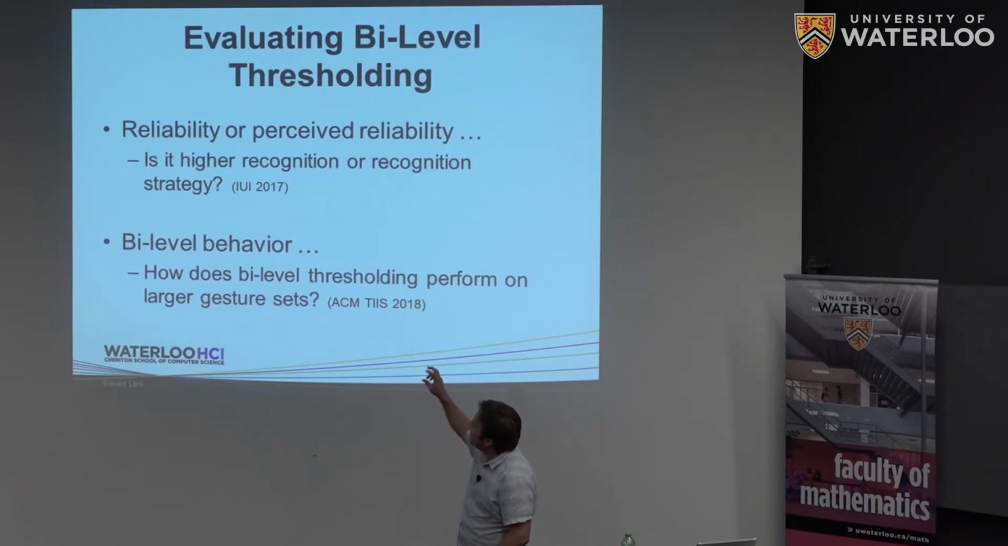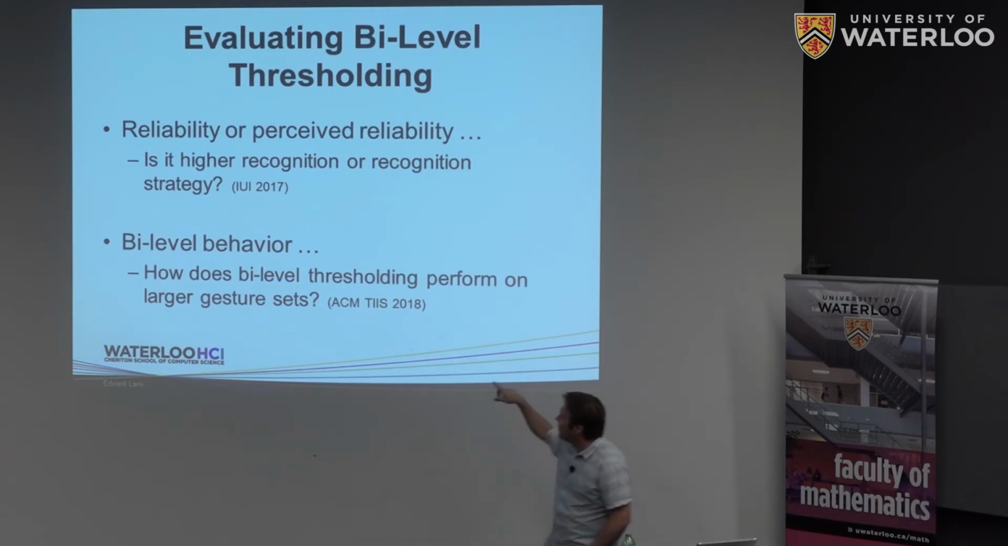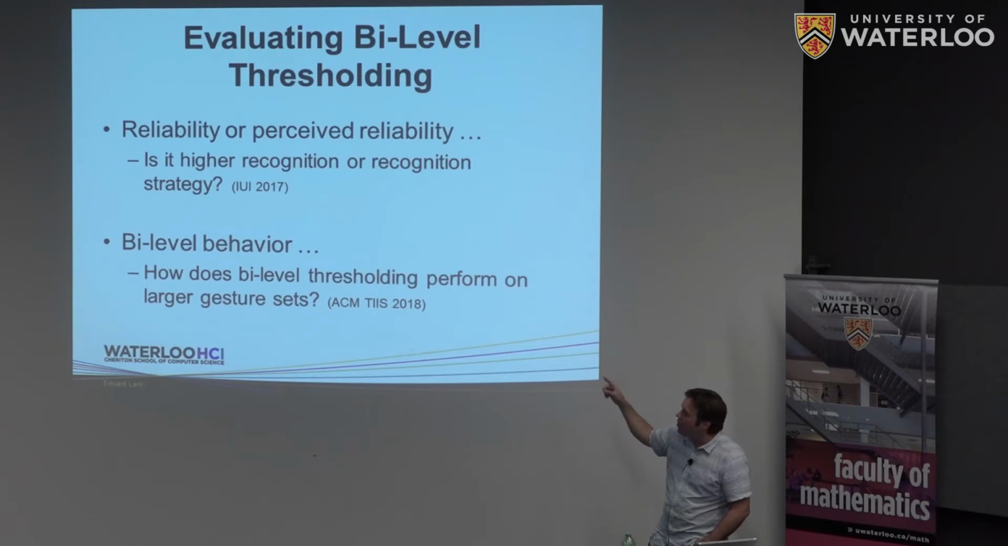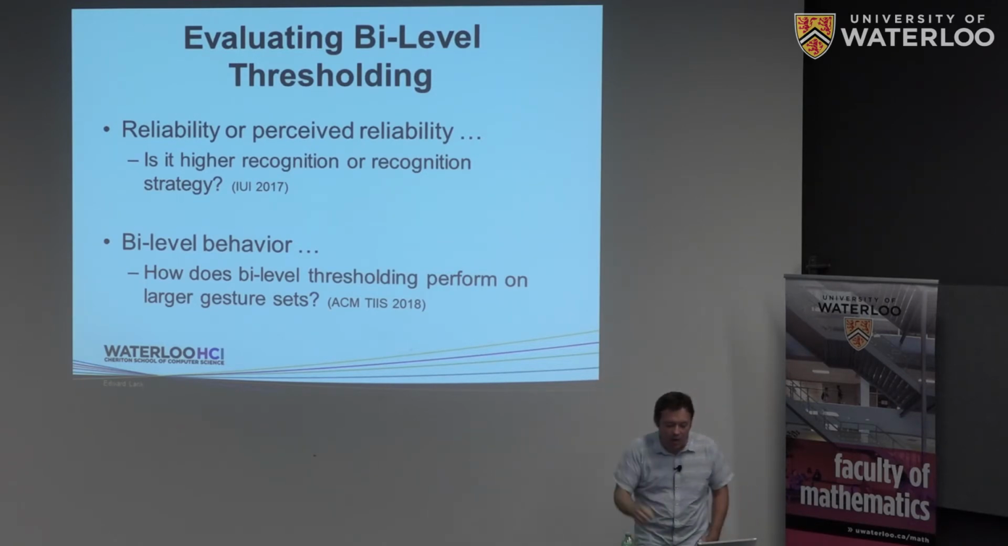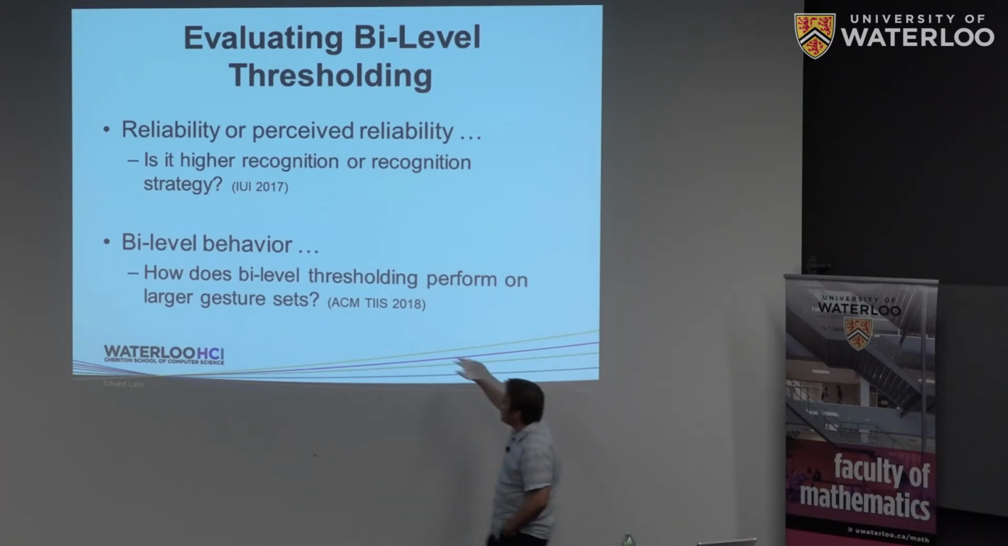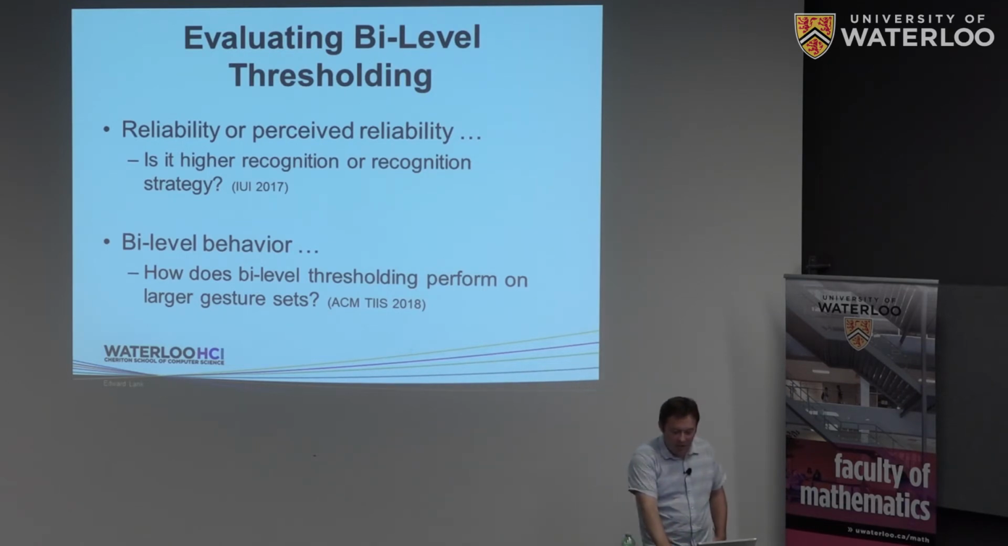We wanted to look at reliability versus perceived reliability. That's work that we published at IUI 2017. And then we wanted to look a little bit more at behavior on richer gesture sets. That's a paper that's in press in ACM Transactions on Interactive Intelligent Systems. This one you can't get yet, and it's disappeared from the ACM TIIS webpage. If you're ever interested in the work, you can ask me or Keiko for a preprint copy.